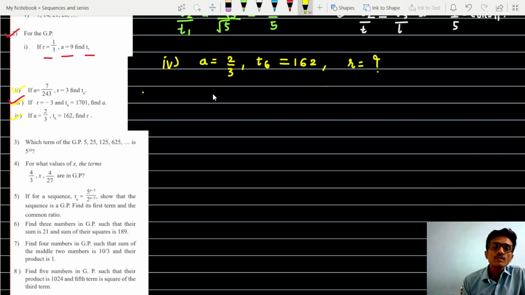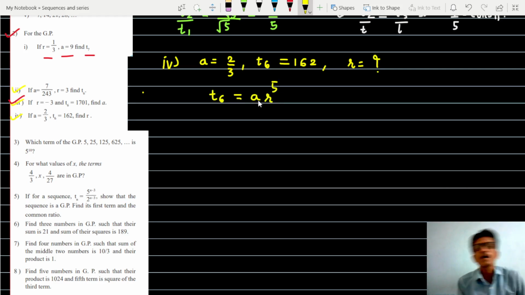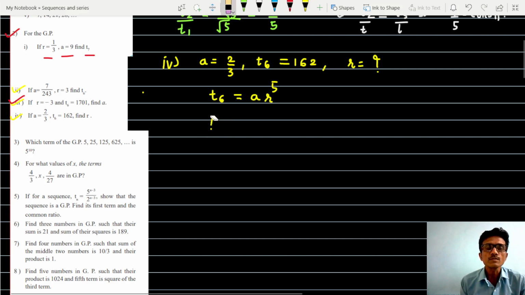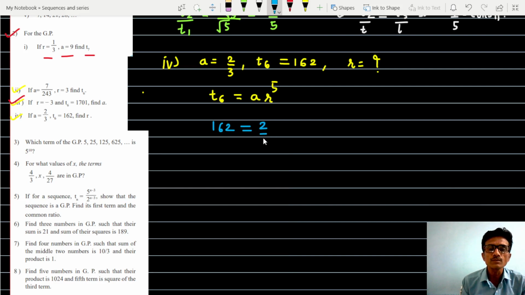हाँ, so what is this T6? T6 is equal to what? AR raised to power 5. Tn is AR raised to power n minus 1. So T6 is this. What is our T6? 162 it is given. Okay, T6 is equal to 162 is given. 162 is equal to A. A is also known to us 2/3 और R फाइंड करना है आपको, R raised to power 5.